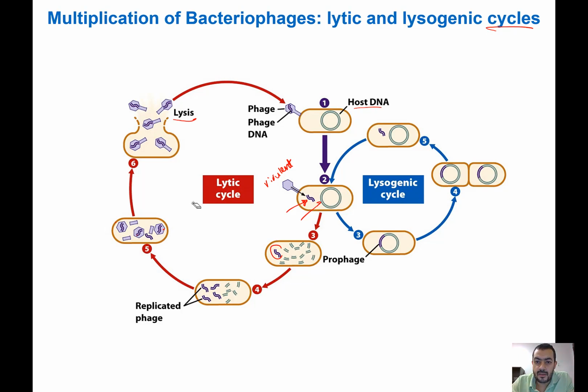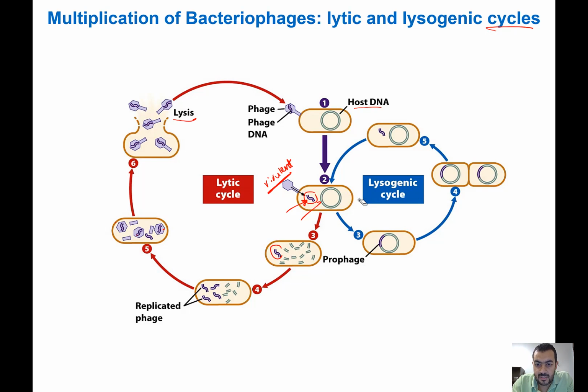Alternatively, some other viruses are not virulent. They are temperate phages. So they are like mild phages. They are temperate, not virulent. They will not induce the lytic cycle. Instead, they will go through the lysogenic cycle. So what will happen? The virus genetic material will integrate into the chromosome of the bacteria.